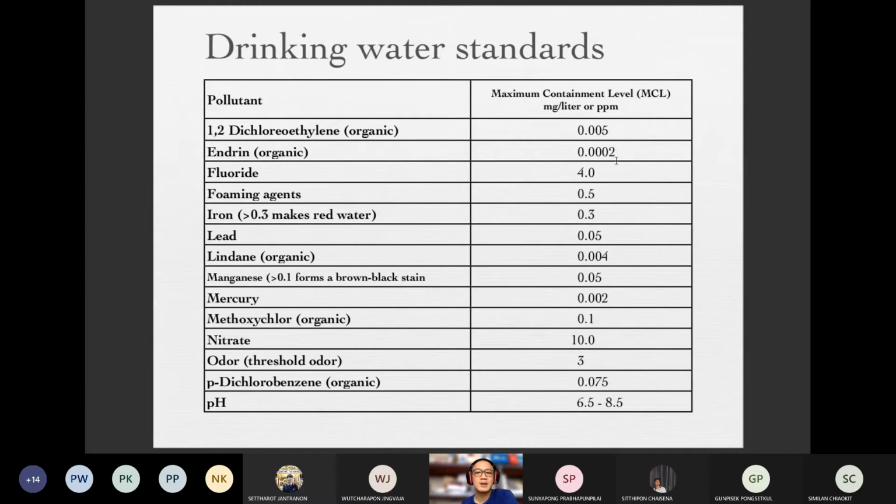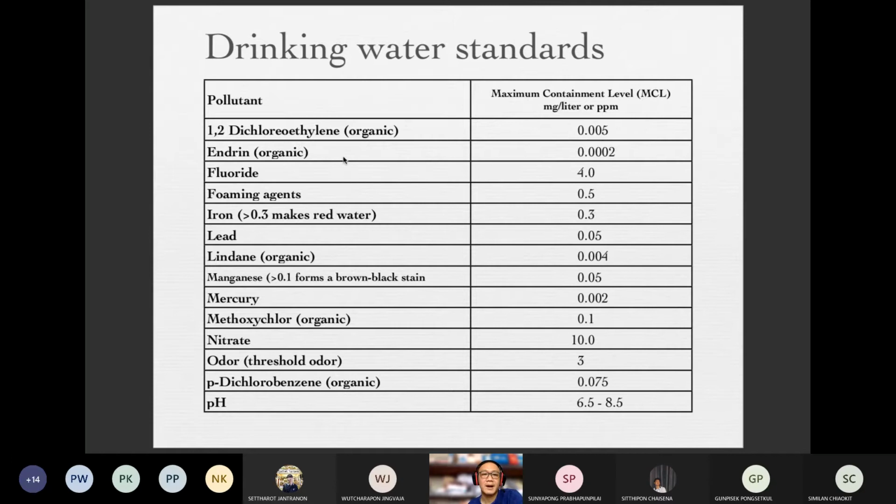Some are lower and some are higher. I'm talking about the maximum contaminant levels. For aldrin, the value should not be higher than 0.0002 milligrams per liter. According to this number, what does it tell you? The lower value or smaller number indicates the higher toxicity of each pollutant.